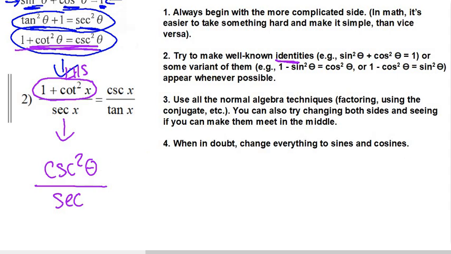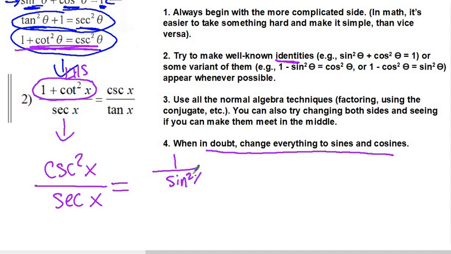Okay, and actually I keep doing theta out of habit, but these should be x's because that's what they gave us. Okay, so we made a well-known identity appear. Now what should we do? Well, I don't see any more well-known identities. When in doubt, change everything to sines and cosines. So let's do that. Cosecant is the same as 1 over sine. So cosec squared would be like 1 over sine squared.